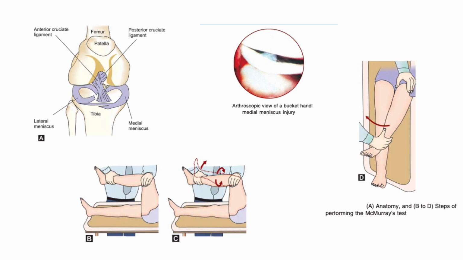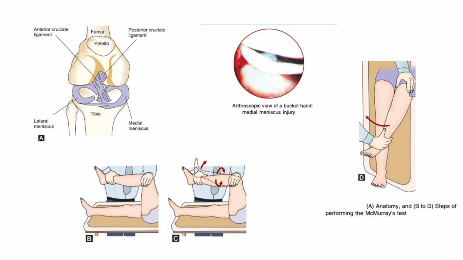Today I'll be discussing certain signs: locking positive, McMurray test positive, Apley's grinding test positive, Payr's squat test positive, Steinmann sign positive, quadriceps atrophy positive, as well as medial joint line tenderness positive. So these are certain tests which we'll discuss, but I may not discuss everything. But we'll talk about McMurray's test in today's lecture.